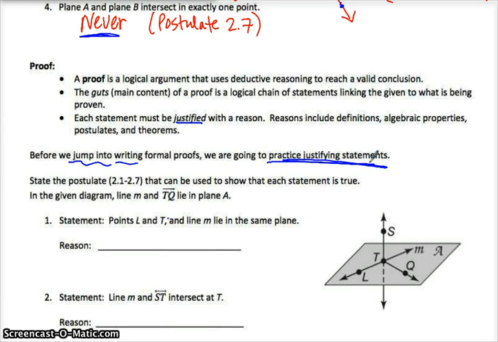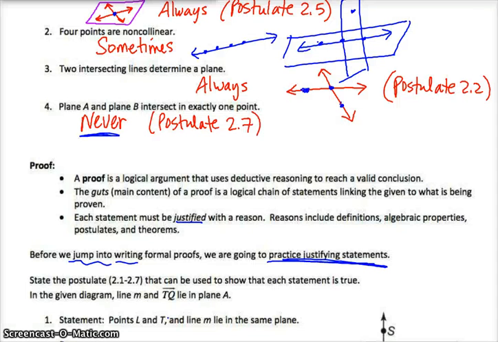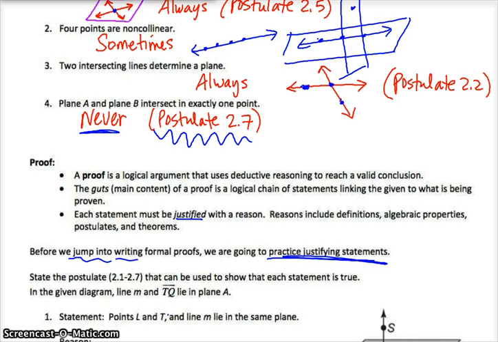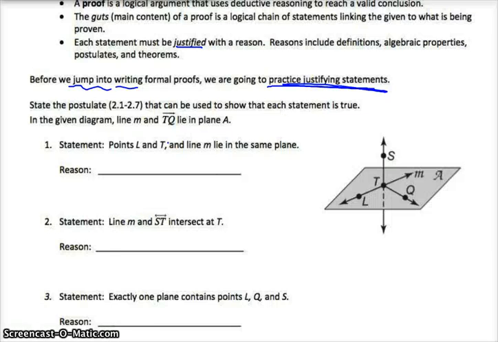So if you make a statement, like we did up here, we said this never happens, you should be able to justify why. You can give an explanation, or you just say because of this definition, or because of this specific postulate. So you need to practice justifying statements. So down here, we have a diagram over here to the right. It says in the given diagram, line M and ray TQ are in plane A. So we're going to focus only on postulates 2.1 to 2.7 on the front of the sheet, and you're going to use one of those to justify the statement that was made.